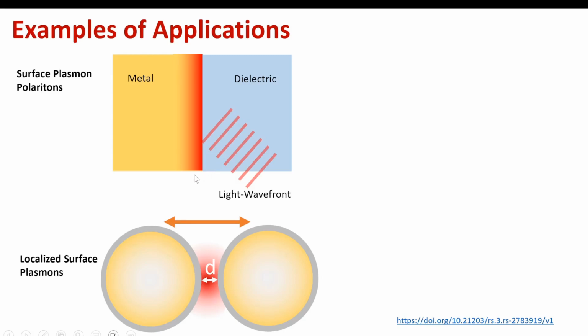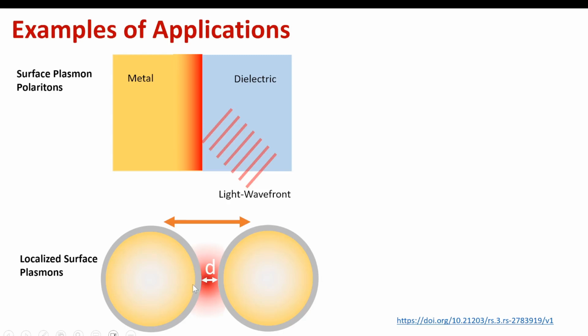There is another concept called localized surface plasmons. When we have this planar interface, the oscillation of electrons can travel along the interface. Now when we have two individual particles, this is a dimer, the oscillation of electrons cannot leave this boundary. The electrons are inside this metallic volume. So it is like a kind of standing wave.